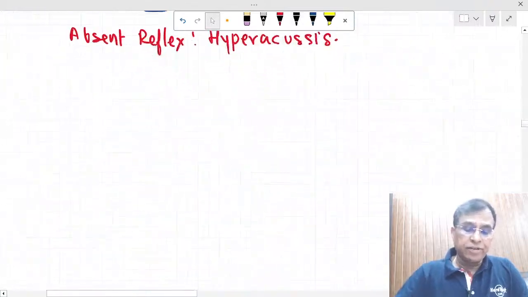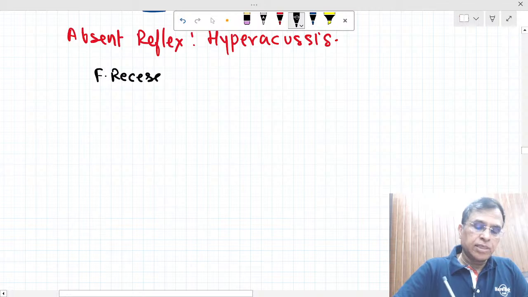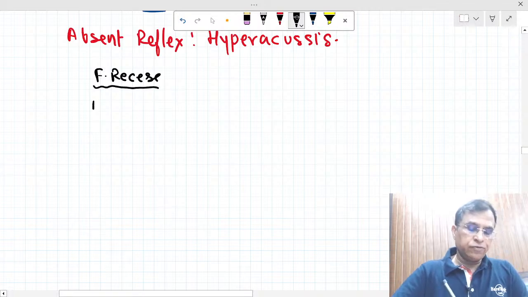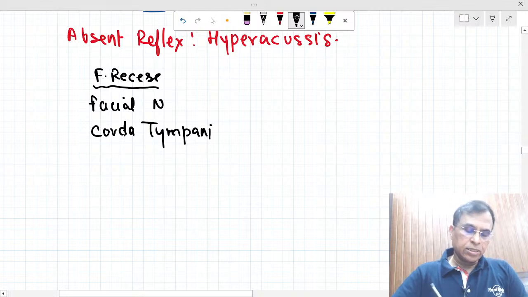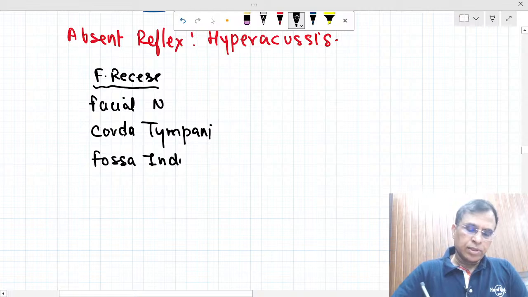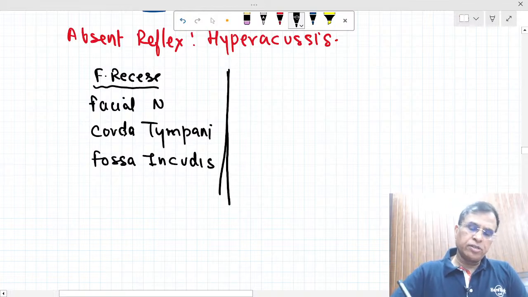So if I write here facial recess and three boundaries: the facial nerve is one boundary, chorda tympani is the second boundary, it's a branch of the facial nerve, and fossa incudis is the third boundary. So these are the points about the facial recess that you have to know.